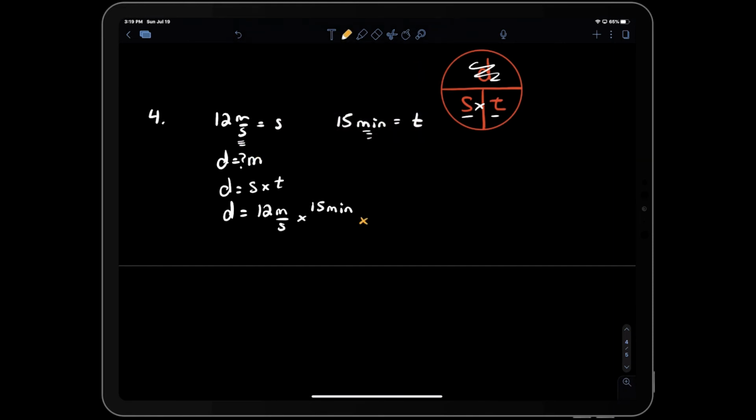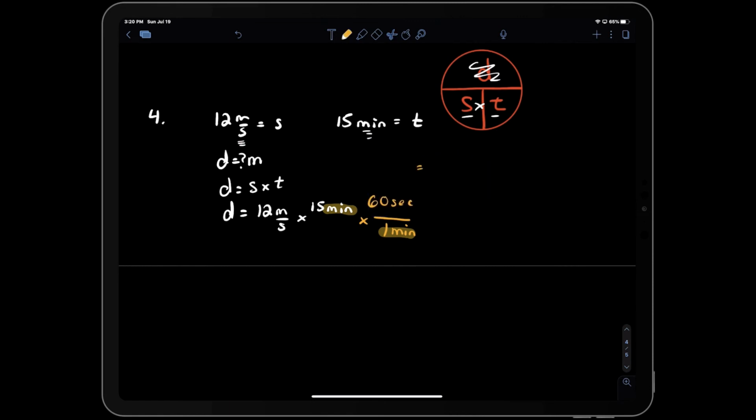We have to get rid of minutes, don't we? 1 minute equals 60 seconds. So I need to get rid of this minute right here. I see minute in the conversion factor, so that means I'm going to put it down here in the bottom. And that means the rest of that conversion factor, the 60 seconds, is going to go up top.